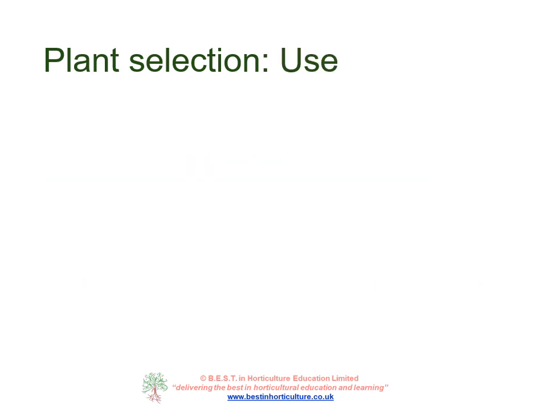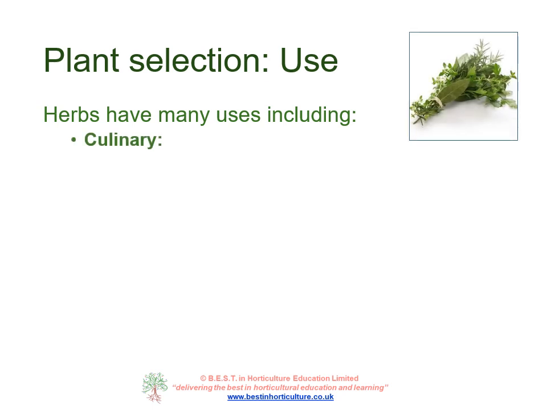In planning the herb garden, we also perhaps need to think about the use that herbs can be put to. And we should choose the herbs which are most suitable for the use to which we want to put them. And herbs have many uses, including culinary, commonly used bay, basil, chives, tarragon, thyme, mint, amongst others.